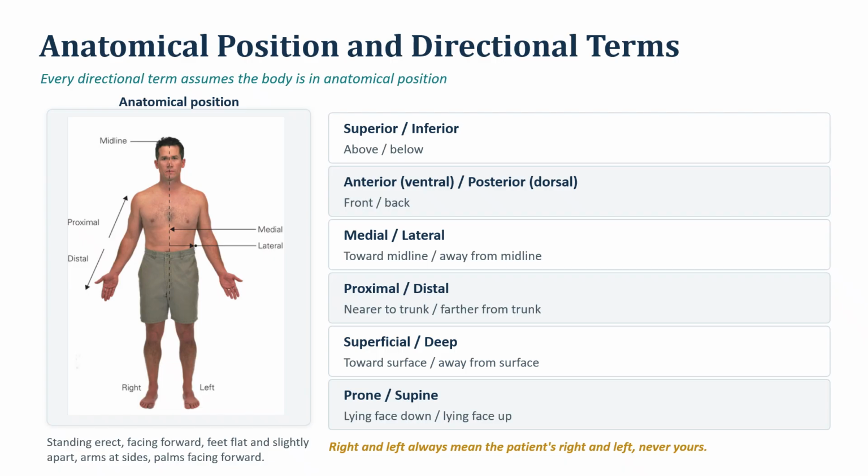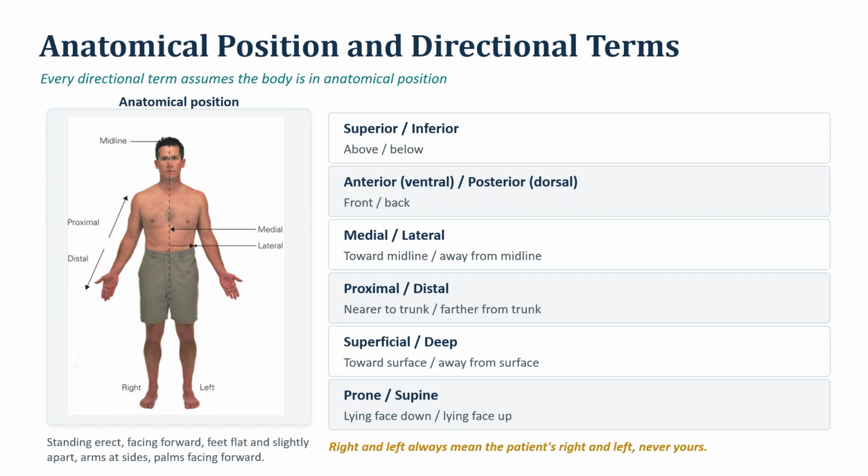Medial means toward the midline. Lateral means away from the midline. The great toe is medial, the little toe is lateral. Proximal means nearer to the point of attachment or the trunk. Distal means farther from it. The elbow is proximal to the wrist. These two are used constantly when documenting extremity injuries.